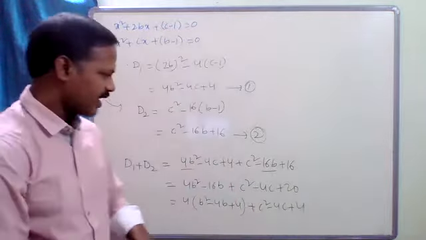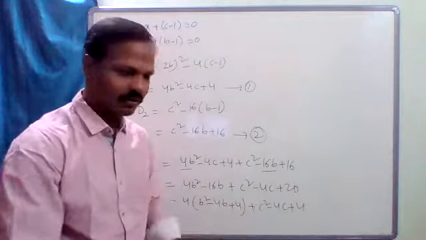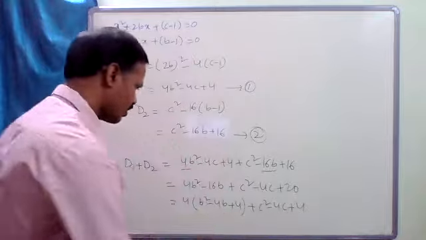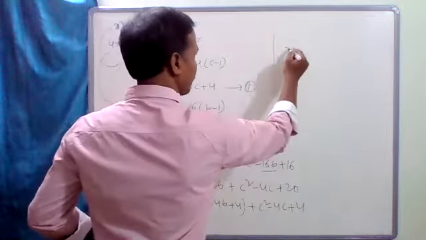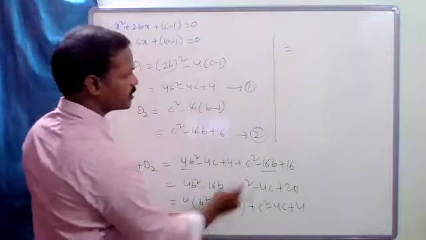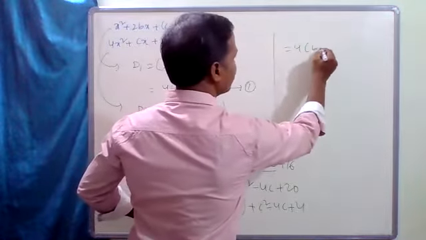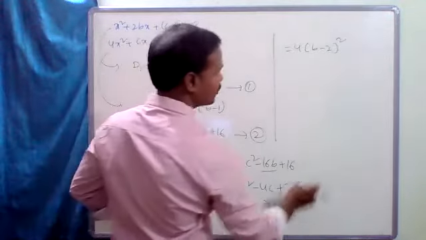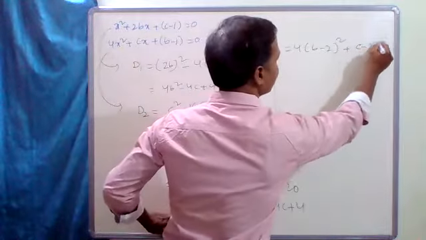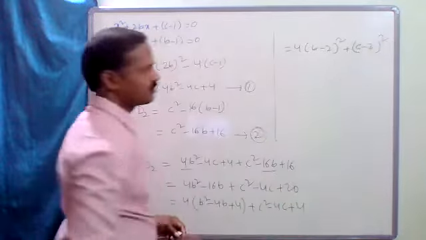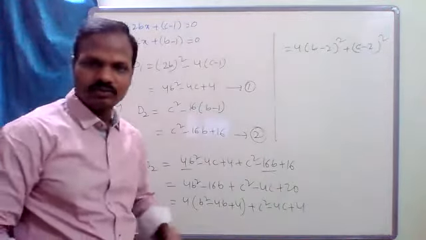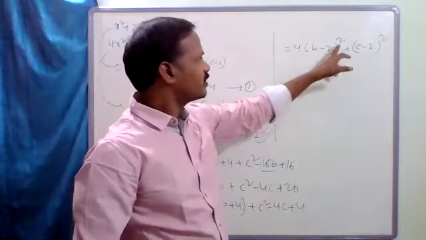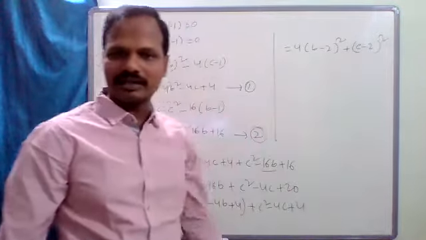I split this 20 as 16 plus 4. I wrote 16 here and 4 here. Now what about this? 4 into (b minus 2) whole square. This is the first one. c square minus 4c plus 4 is nothing but (c minus 2) whole square. Now, what can I say about this one? 4 into (b minus 2) whole square plus (c minus 2) whole square.